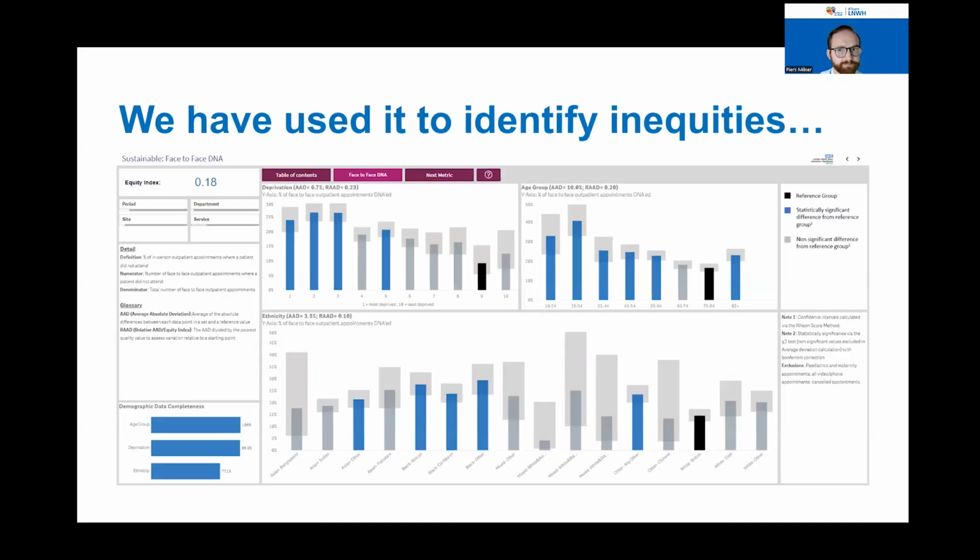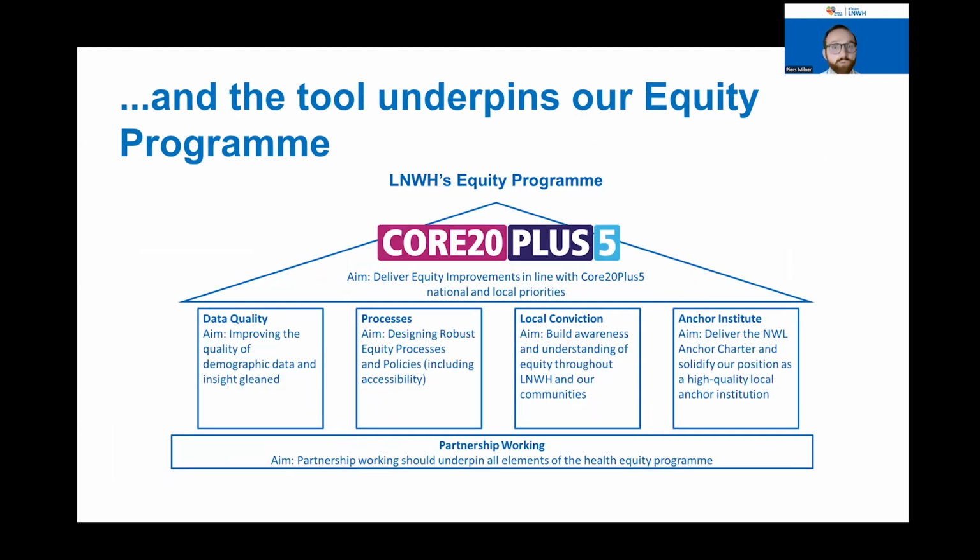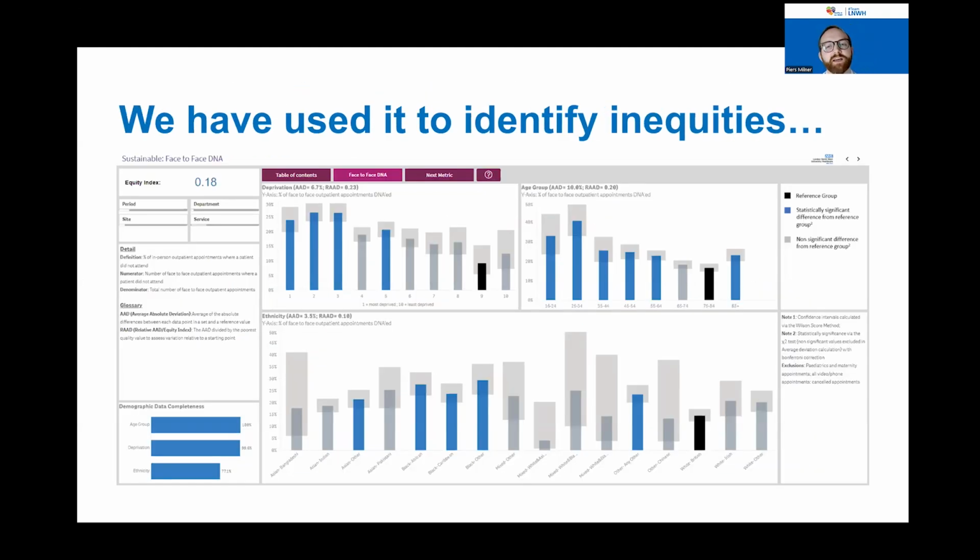So we move to the next slide. That's the technical bit behind it, and you can see an example of it in practice. This is the equity index for face-to-face DNAs, and I believe this is for our ophthalmology department. You can see that here we've got an equity index of 0.18. When we break this into the dashboard, which is readily available to all staff, they can see the breakdown and how this varies based on deprivation on the top left-hand side, and age group to the top right. Oh, sorry, if we go back a slide. Yeah, sorry. Age group to the top right and ethnicity at the bottom there.